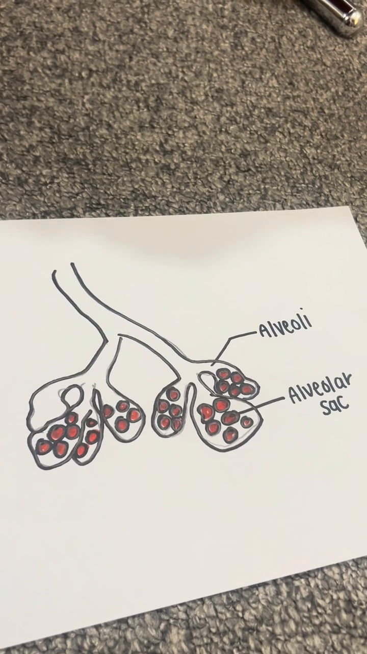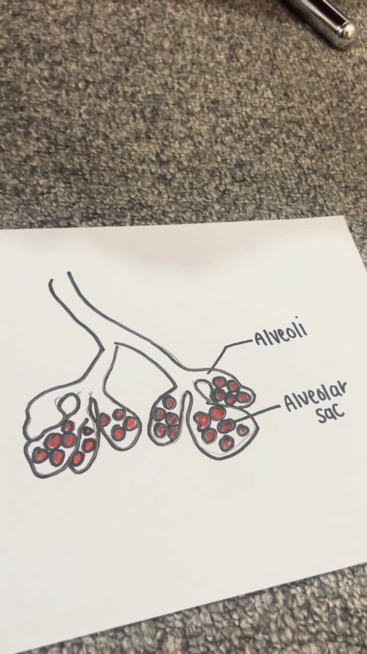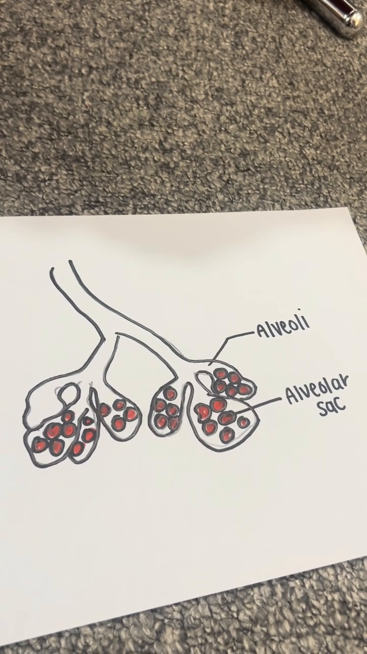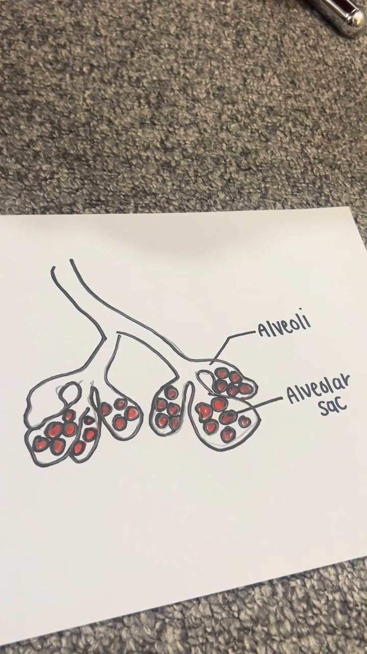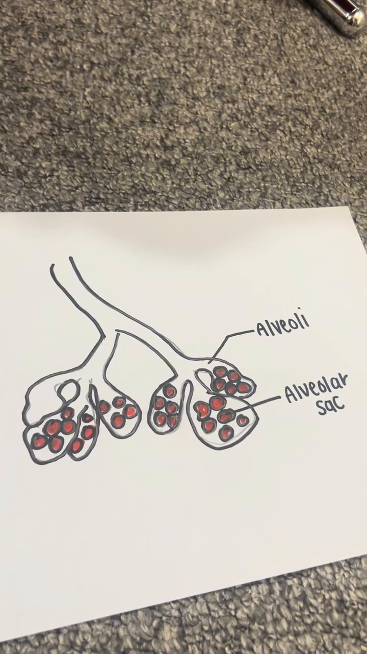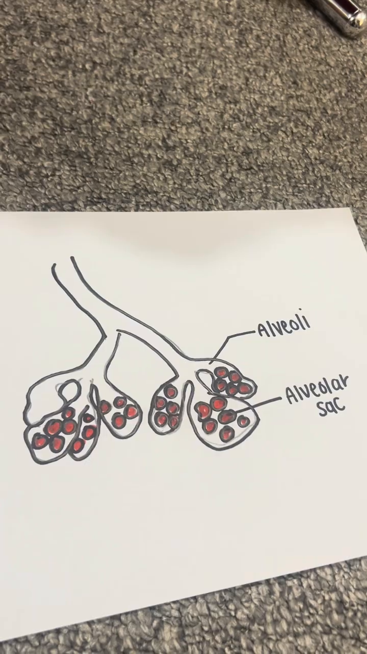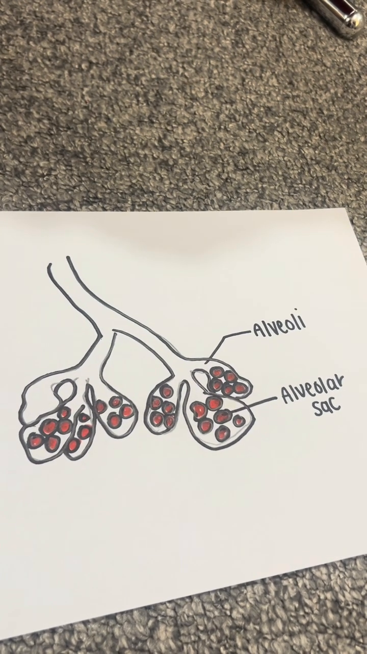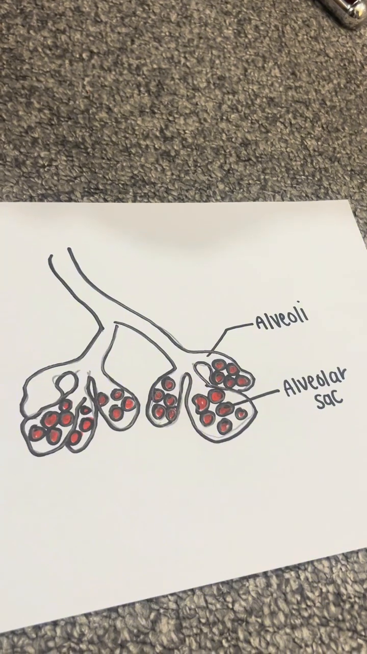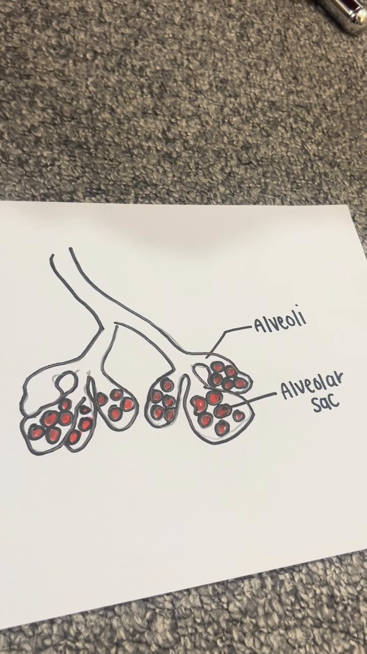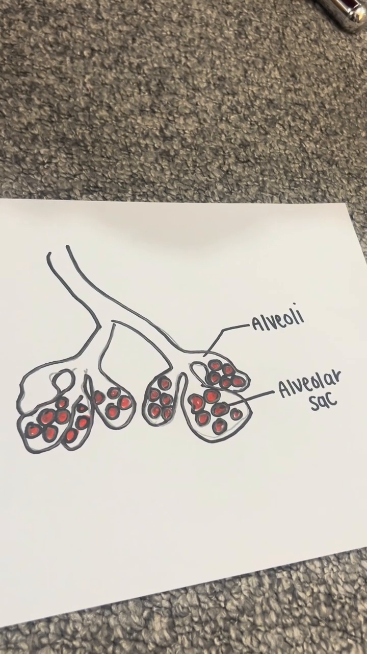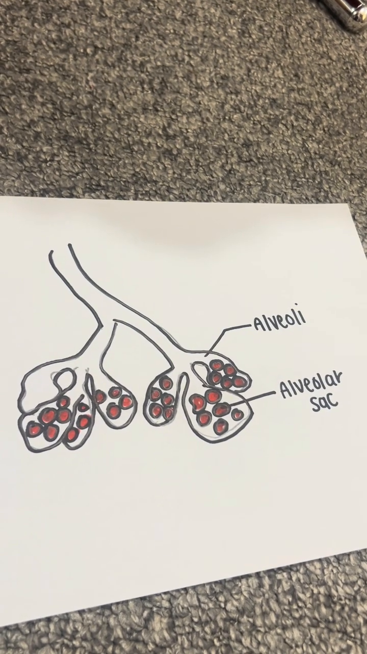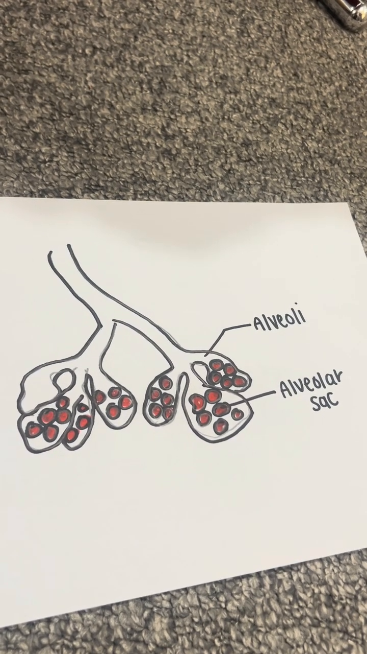Finally, we arrive at the alveoli. So the alveoli are microscopic air sacs found on the respiratory bronchioles and at the end of alveolar ducts. There are millions of alveoli in each lung. The alveoli are the main site of gas exchange in the lungs, and they are composed of 3 types of cells: squamous, which is type 1 alveolar cells, type 2 alveolar cells, and alveolar macrophages, which are dust cells.